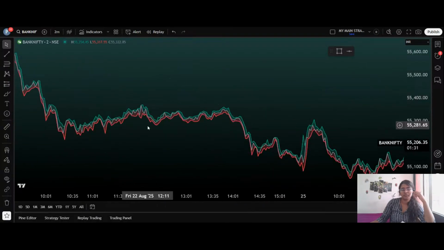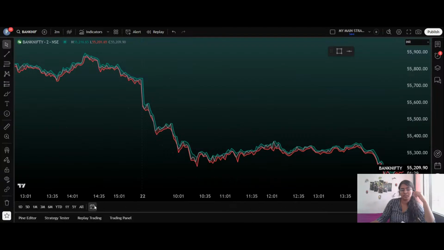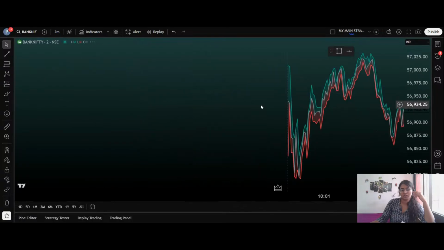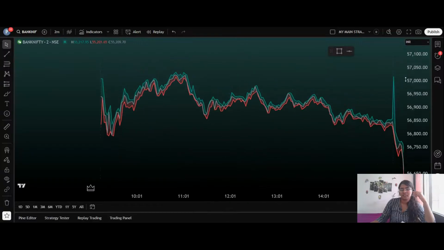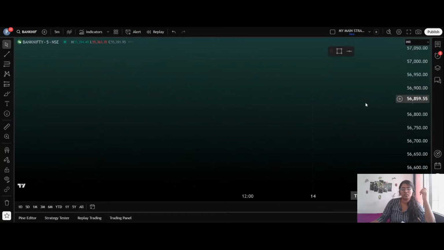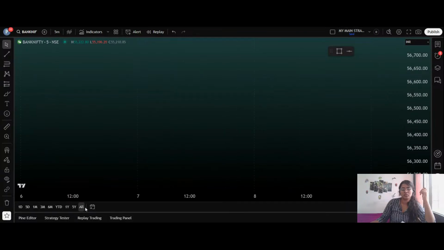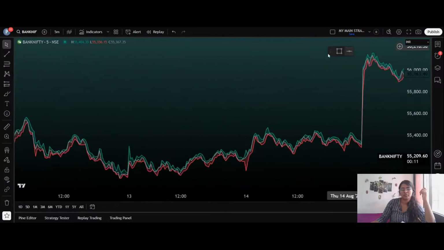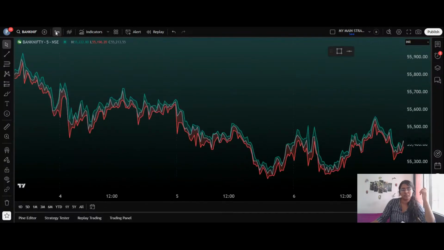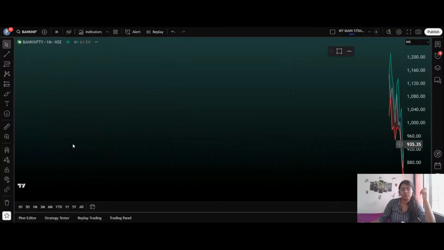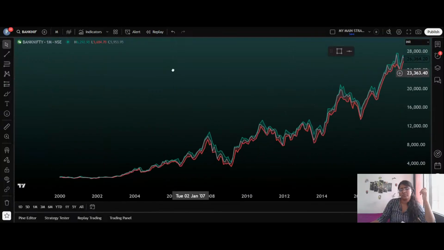This will be for 2 minute time period. Yes, this is the one. This is for 2 minute time period. If I go for 5 minutes, this is for 5 minute time period, and so on. If I go for day candle, if I go for 1 month, this is for 1 month time period.